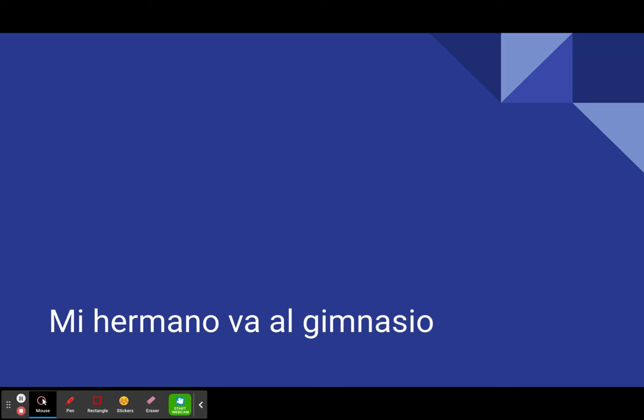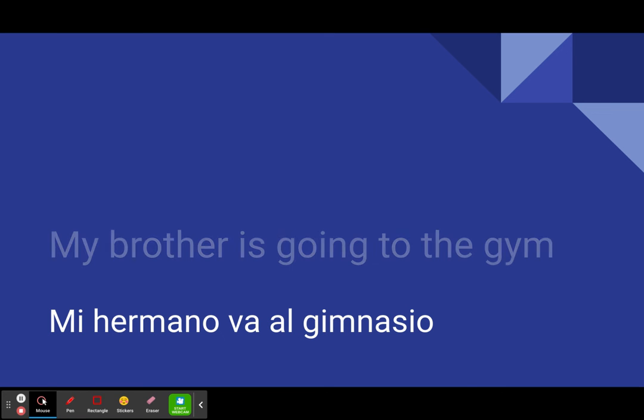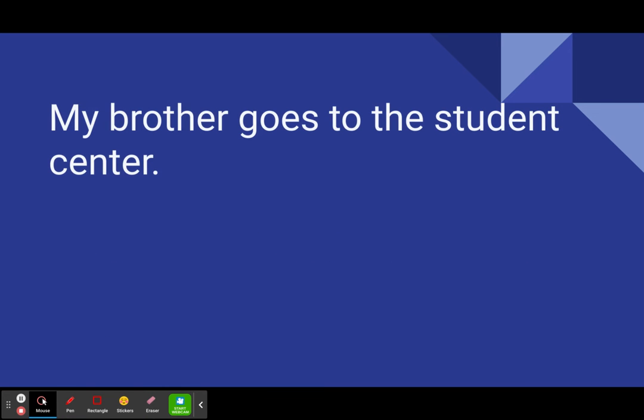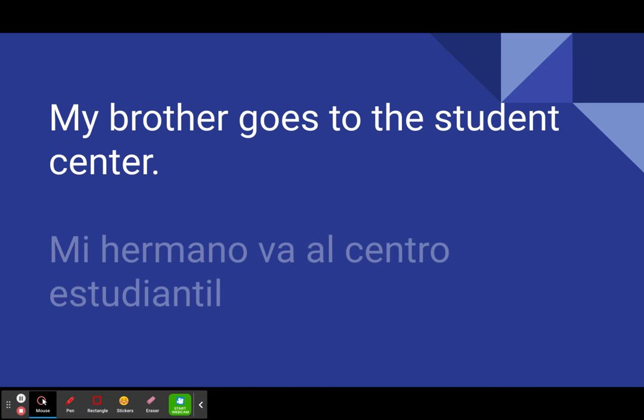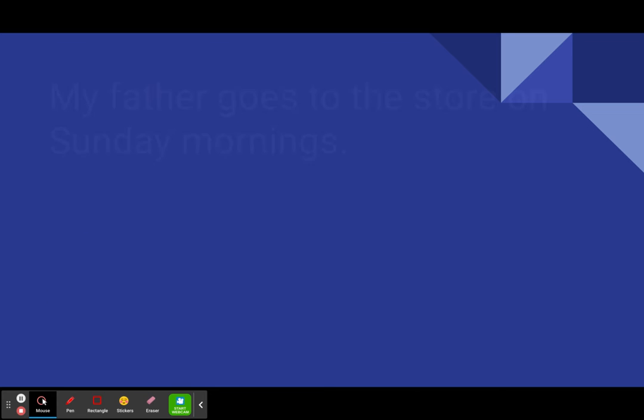So what are we saying when we say mi hermano va al gimnasio in English? Here we're saying my brother is going to the gym, or my brother goes to the gym, or my brother does go to the gym. So my brother goes to the student center. So that's the centro estudiantil. So that one should have been mi hermano va al, again, a plus el is al, centro estudiantil.